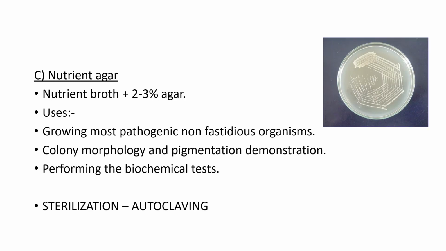Now nutrient agar, it is a simple basal media and it consists of nutrient broth in which 2 to 3% agar is added. Its uses are that it helps to grow most of the pathogenic non-fastidious organisms. It is used to study the colony morphology of the bacteria. Pigment demonstration is very remarkable for nutrient agar. Why? For example, in Pseudomonas aeruginosa, the pale color of the nutrient agar will change into light green according to the pigment. It helps for performing the biochemical tests also. And the method of sterilization used for it is autoclaving.